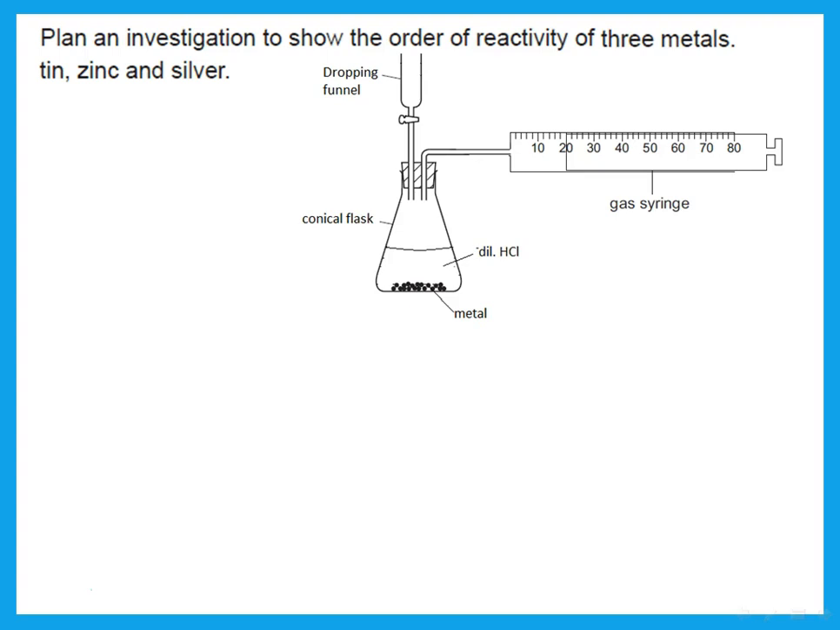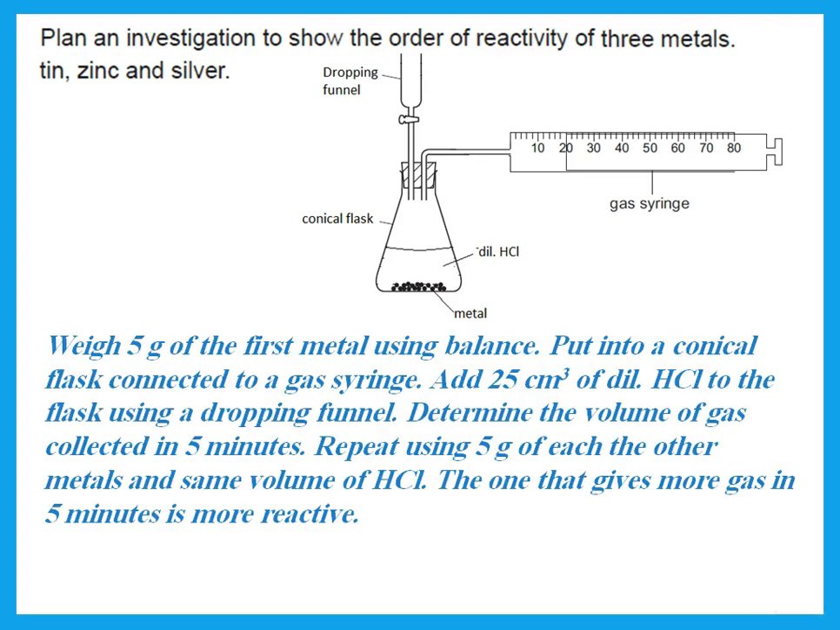So he gives me 3 metals and I want to know which one is more reactive. Again, I'm going to weigh a certain mass of the first metal using a balance, put it into a conical flask connected to a gas syringe, and add a certain amount of HCl to the flask using a dropping funnel.